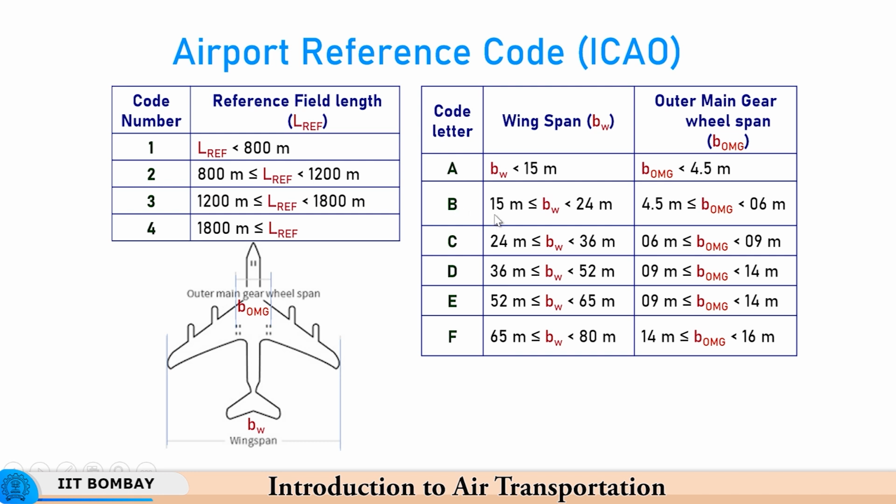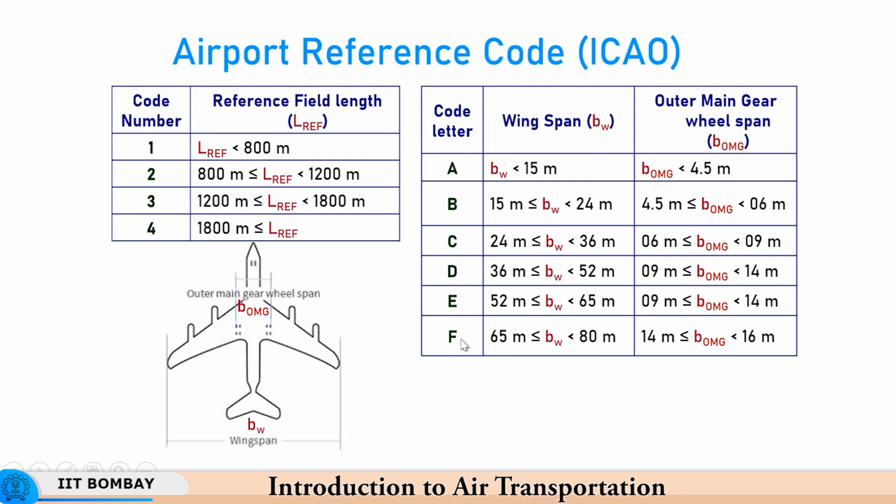and code letter B is for wingspan more than 15 but less than 24, and the outer main gear span 4.5 and 6. So, if there is an aircraft which has a wingspan of 15 meters, but the outer main gear span is more than 4.5 less than 6, it will be classified as B, because the more critical of the two is considered while we assign the code letter. So, the aerodrome code letter could be anything from A to B to C to D to E to F, F being the largest one, where the wingspan is between 65 and 80 meters and the outer main gear span is 14 to 16 meters.